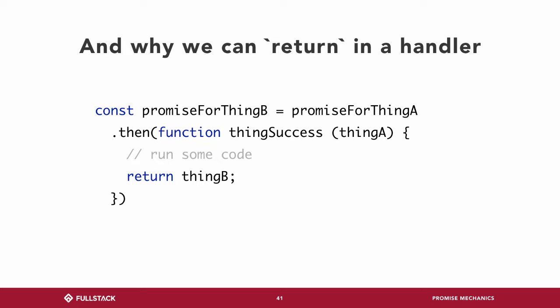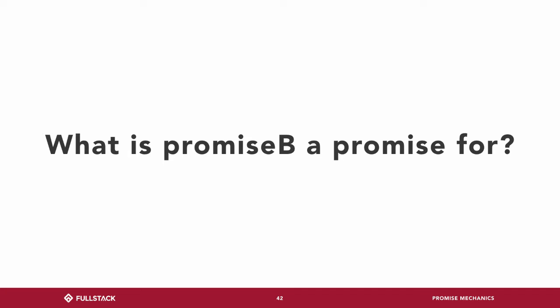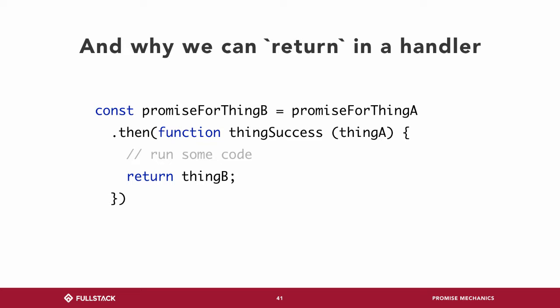So within a handler, if you end up returning thing B, what is a promise? If thing B is in fact a promise, then you could end up chaining a then here, but this won't get called until that promise gets resolved. But if thing B is just a number, or nothing, not a promise, it'll just end up getting passed through. And we've seen that a bunch of times in the code that we've written so far for promises.